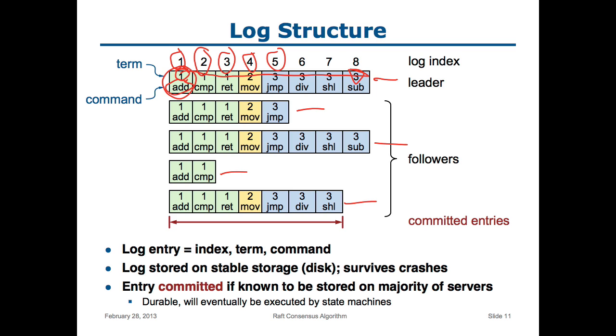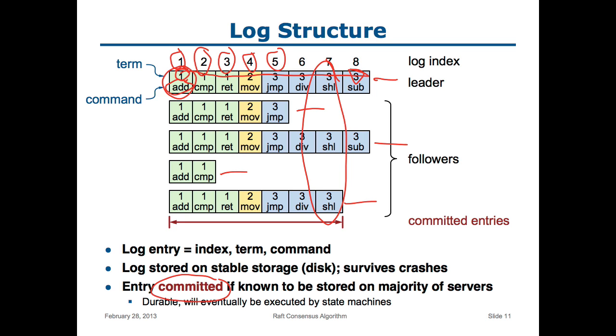If a particular log entry happens to be stored on a majority of the servers in the cluster, such as, say, entry 7 here, then we say that that entry is committed. This is a very important property of the Raft system. If an entry is committed, then it's safe for that entry to be passed to state machines for execution. Raft will guarantee that the entry is durable, and sooner or later, that entry will be executed by every state machine on every server in the cluster.